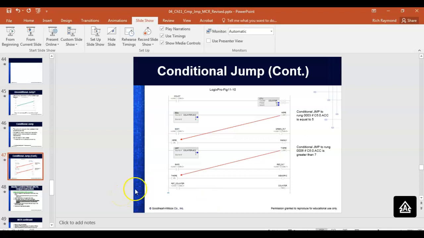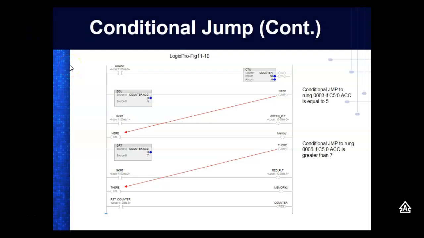So this one says this is using a counter. As before, it only counts to 10. If it's equal to 5, it's going to jump over until it gets to 5. This instruction right here will be executed. As soon as it hits 5, it's not going to be executed anymore, right?